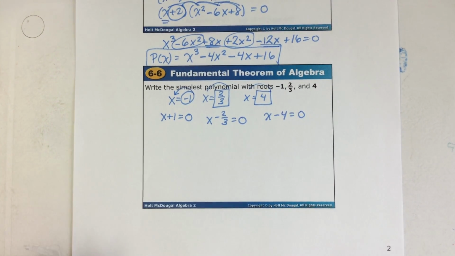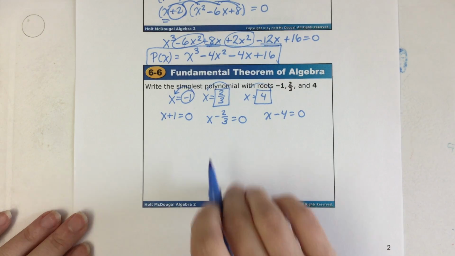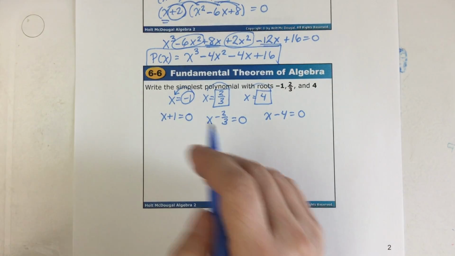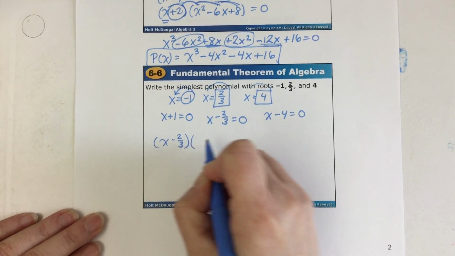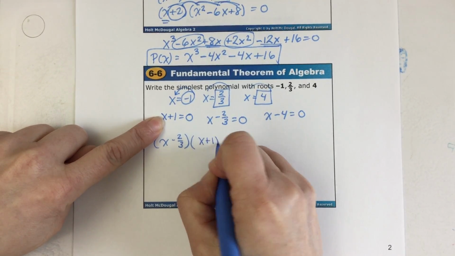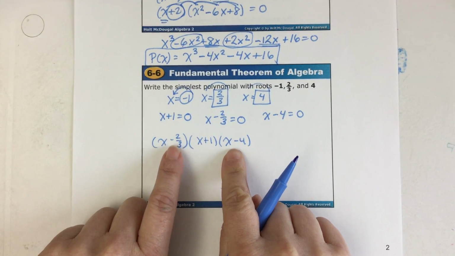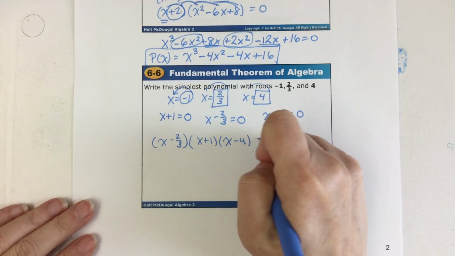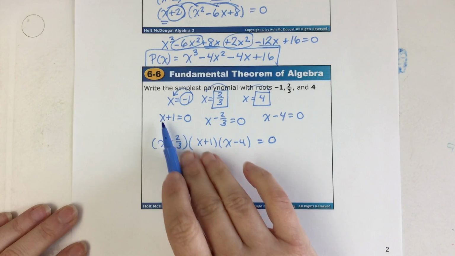Now again, when you go to multiply, you can multiply in any order. What I would recommend if you have a fraction is to write that one out front, because I like to multiply the second 2 first. By multiplying these 2 first, I'm avoiding that fraction until the last step. But again, you can go in any order you want. So I have my x minus 2/3.